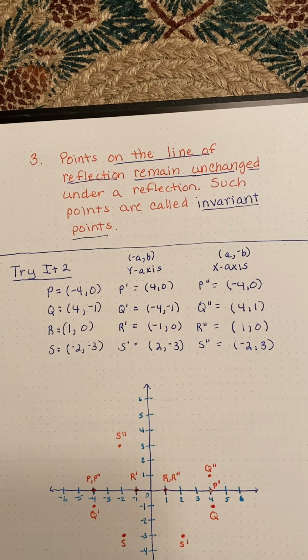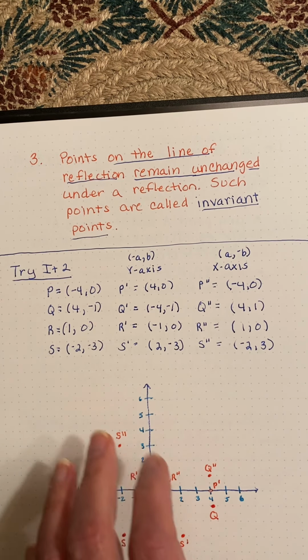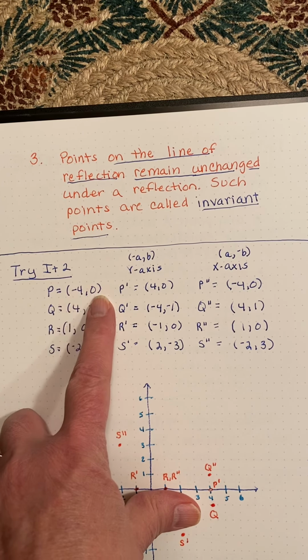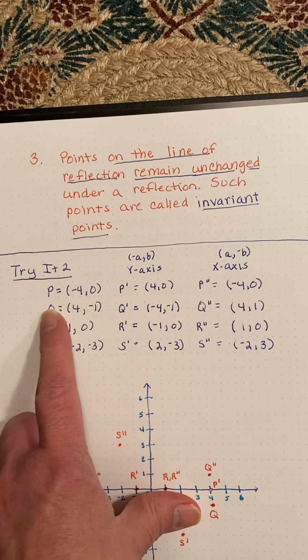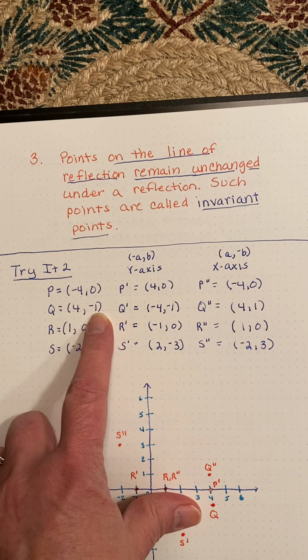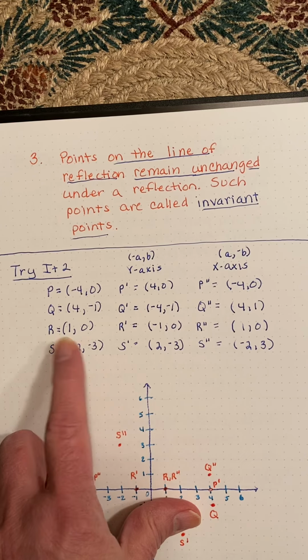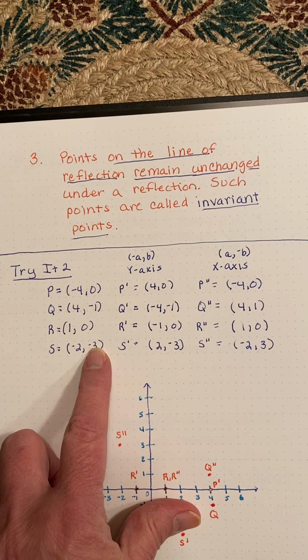So in try it number 2, which is at the top of page 137, we have a set of points. P is at negative 4, 0. Q is at 4, negative 1. R is at 1, 0. And S is at negative 2, 3.